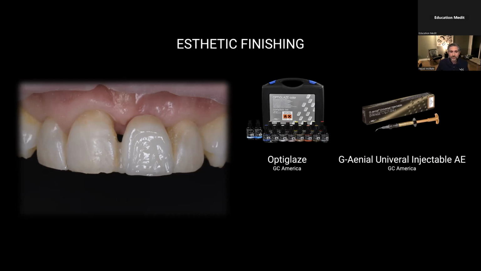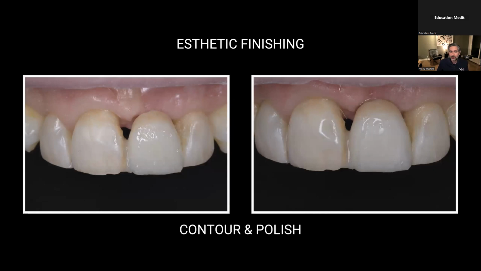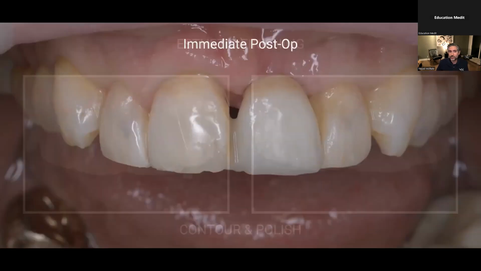These are both from GC. I use OptiGlaze all the time, including on the Pontic, but Genial Universal Injectable. The AE is the aged enamel. It's good for bringing the value down in this case, and it's going to seal in my stain and glaze. And I think it's going to give more depth to this kind of opaque restoration. So here you can see the result before final contour and polish, working on the contour and polish.